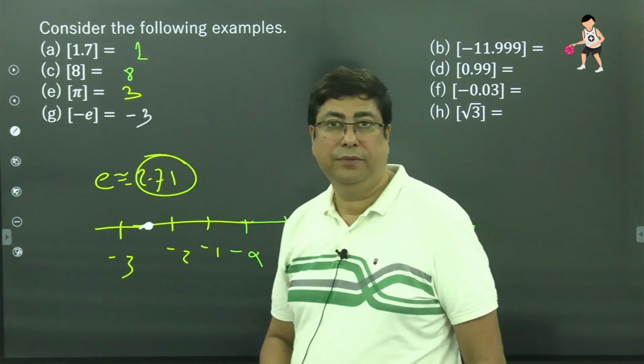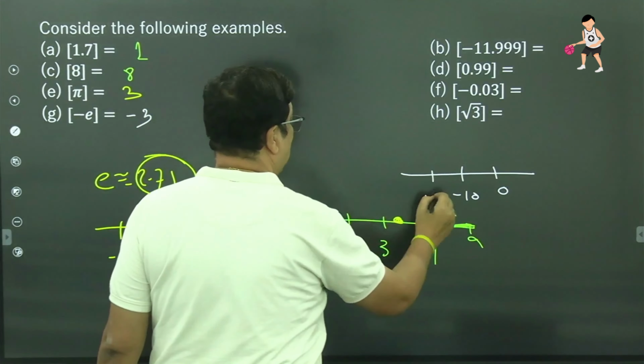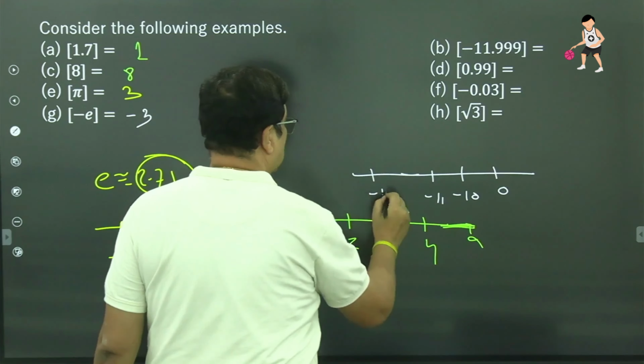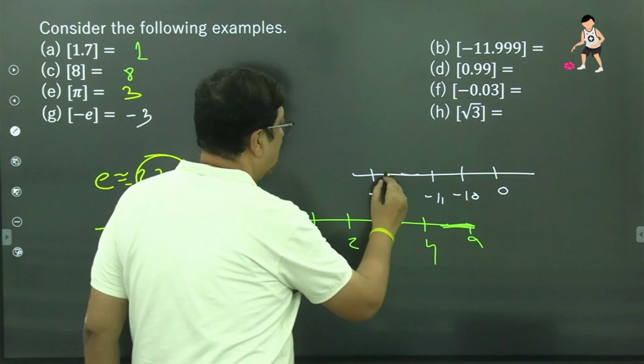And a lot of things we have to know from here. Box of minus 11 point whatever. So 0, suppose this is minus 10, minus 11, minus 12. Obviously, it is somewhat confusing, but it has a lot of applications in our total mathematics as well as physics. So we have to know this properly. Minus 11.999. If we see this, here it is minus 11.999.